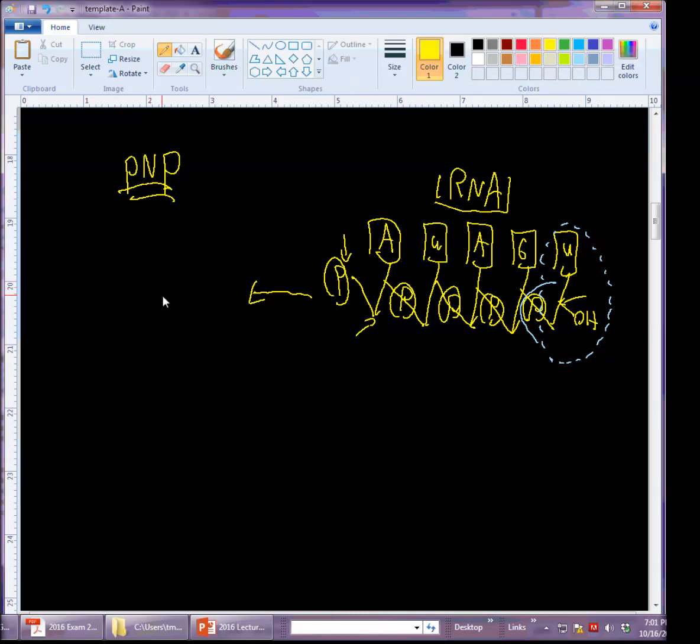So we end up with 2 phosphates attached to the 5' end of that U there. A little 3' OH there. Okay, so we have a nucleoside diphosphate.